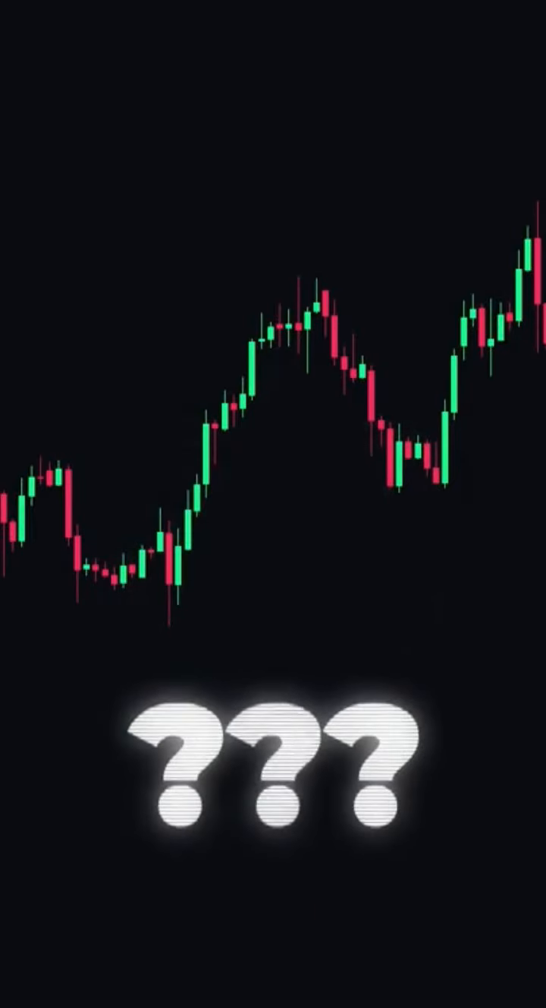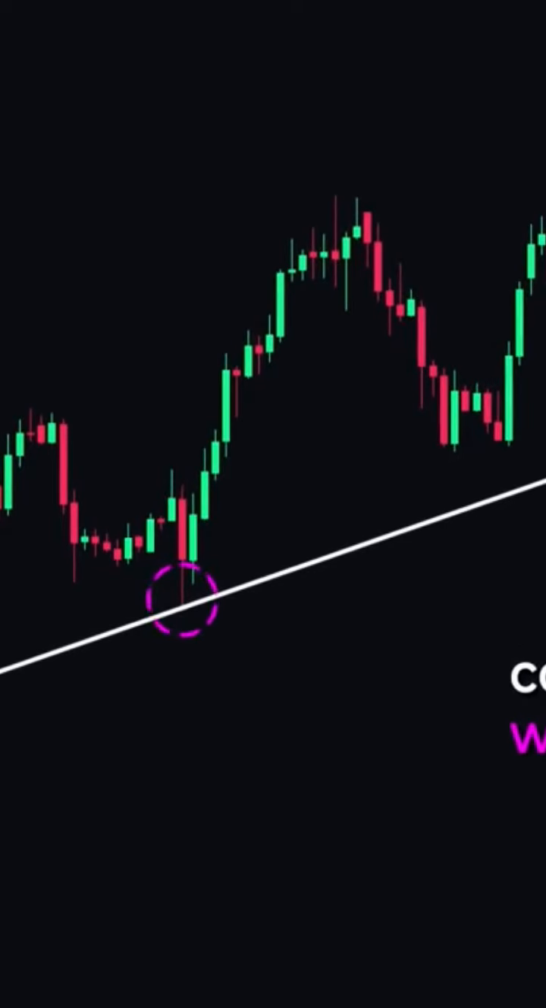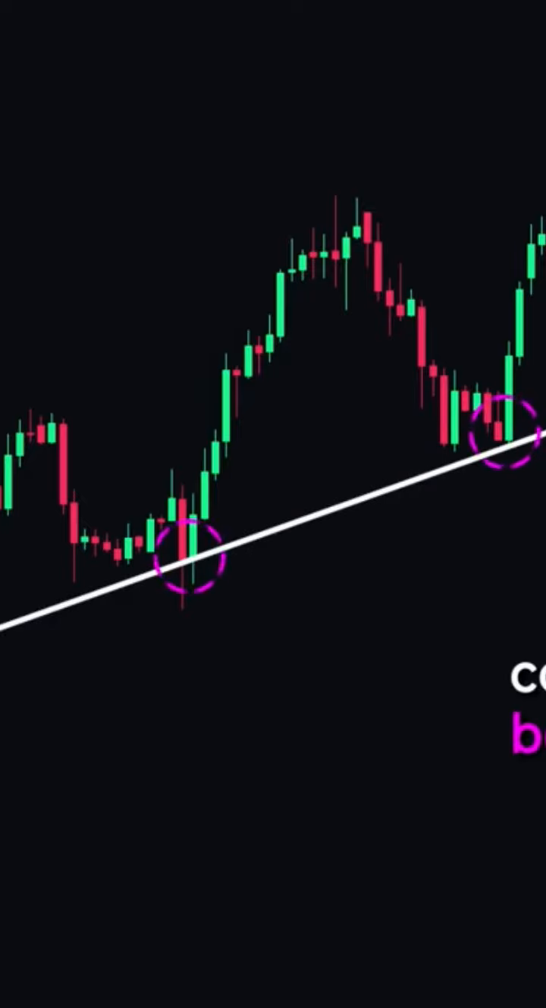Take this chart for example. Some traders might prefer to draw the trend line connecting the wicks of the candles, while others might prefer to draw it connecting the bodies of the candles. So which one is correct?